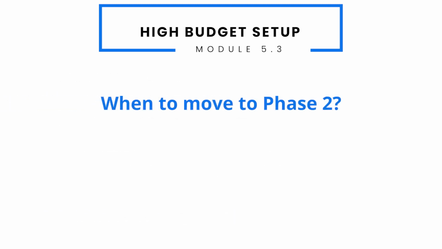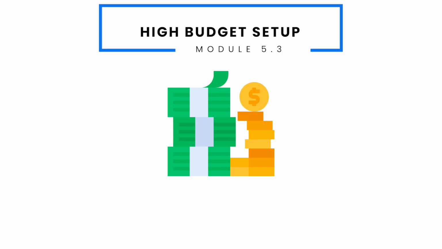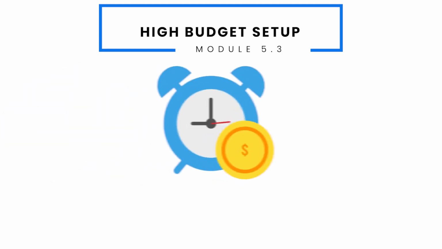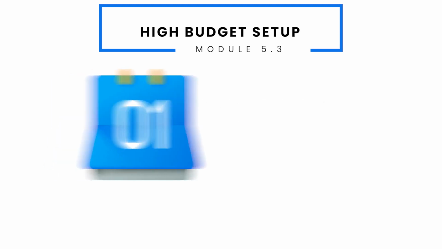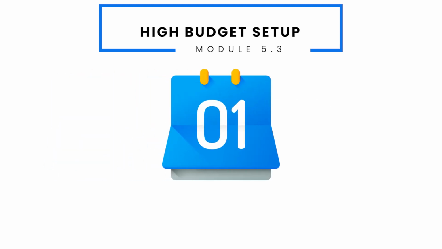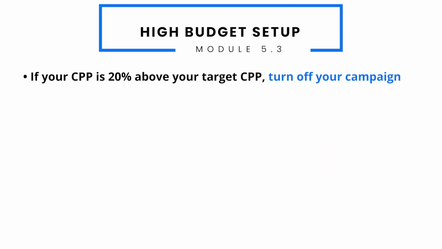Alright, so when should you move on to phase 2? So dealing with higher budgets, you're able to get a pretty good idea of where you're at after a much shorter period of time. With a $500 budget, you can do so after just 1 day. The decision process you should follow is quite simple. If your cost per purchase is 20% above your target cost per purchase, then I strongly recommend turning off your campaign and going to lesson 5.4 to troubleshoot your funnel and try again.